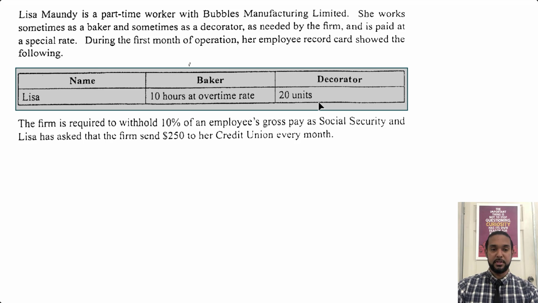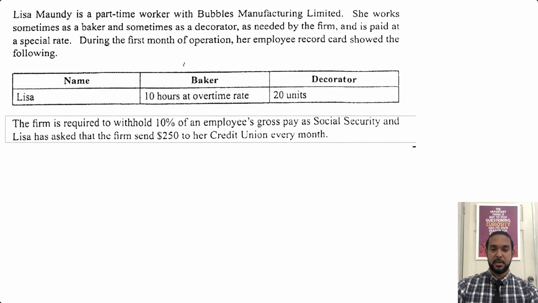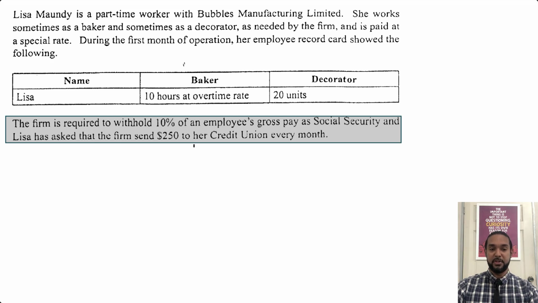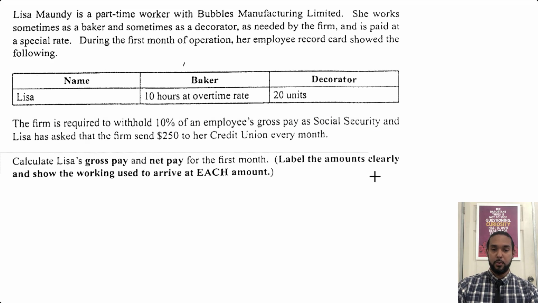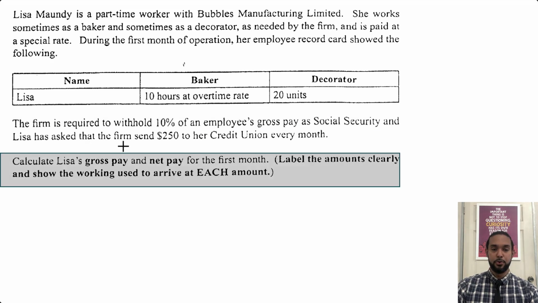And decorator, 20 units. So it says here, the firm is required to withhold 10% of an employee's gross pay as Social Security, and Lisa has asked that the firm send $250 to her credit union every month. What do they want us to do? They want us to calculate Lisa's gross pay and net pay for the first month, label the amounts clearly, and show the working used to arrive at each amount.